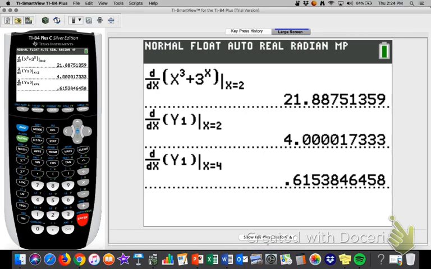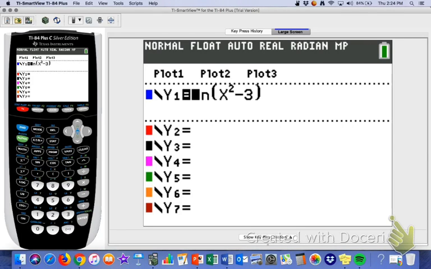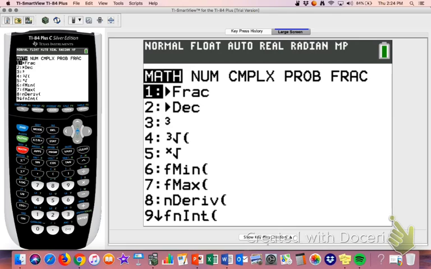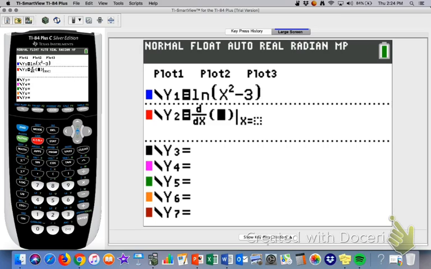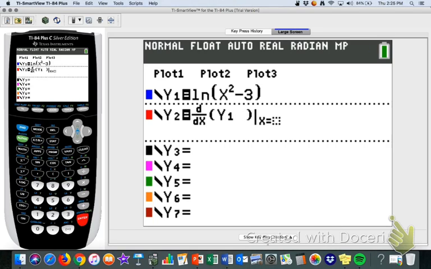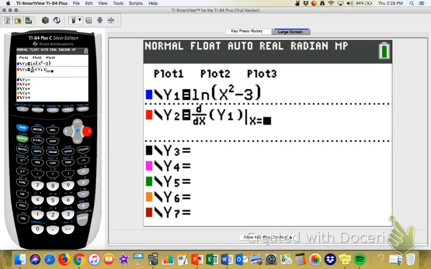We can also see what the graph of this derivative looks like. So if we go to y equals, we're going to go down to y sub 2. Tell it that we want to graph the derivative, so math, option 8, with respect to x, of y sub 1. So we don't have to type that in again. So we hit alpha, trace, choose y sub 1. Now since we're not wanting just the derivative at a specific x value, instead of saying x equals some number, we're going to do x equals x.